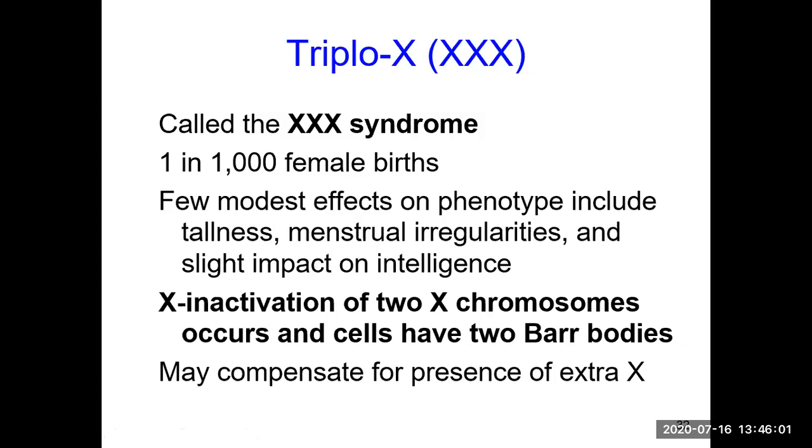Triplo X, XXX. This is the presence of an additional X chromosome. This female would be really tall, might have impact on intelligence. Other female features like the menstrual cycle are again impacted, and here, in order to make this female functional, there would be 2 Barr bodies. You know, in case of human beings, we have inactivation of 1 X chromosome, so you see 1 Barr body.